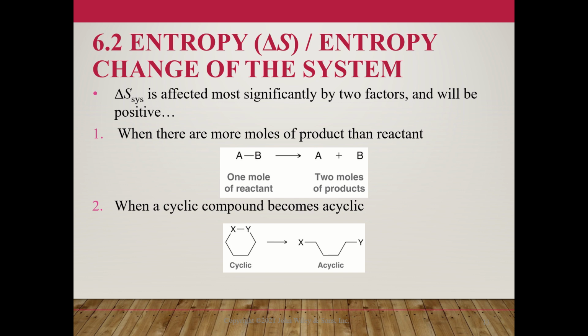When a cyclic compound becomes acyclic when it breaks open, that also allows for greater entropy. In a cyclic form it's very constrained. In an acyclic form, or as a chain, it's allowed to move freely a lot more, to rotate about its bonds, to translate, and to vibrate a lot more easily, all increasing the entropy of the system.